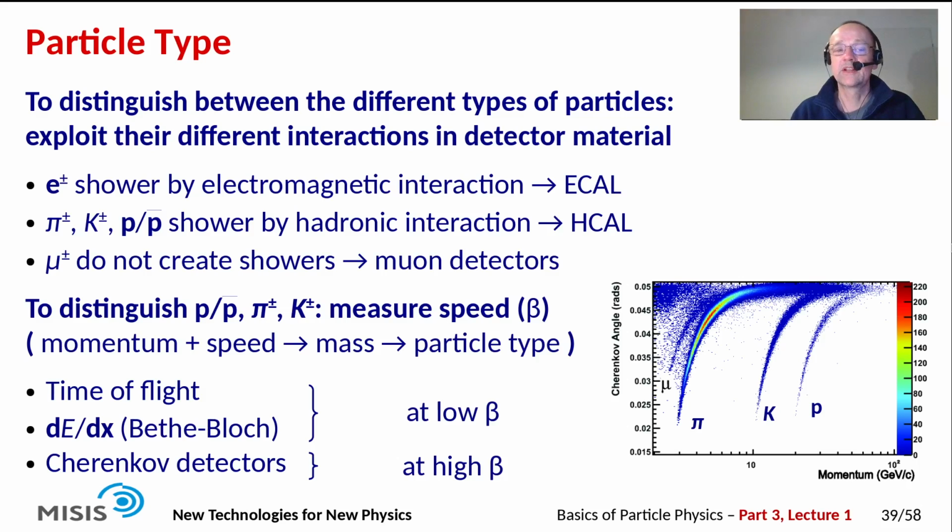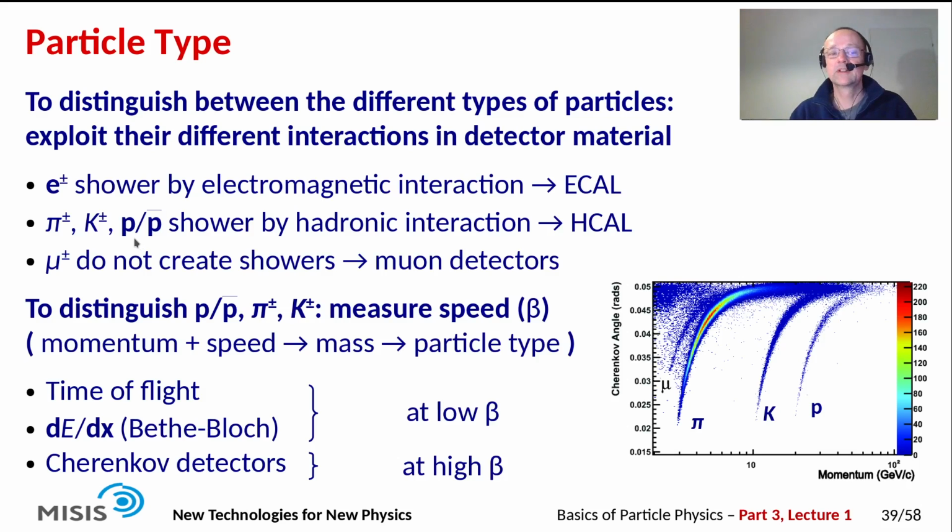So, why do we have Cherenkov detectors? This is to essentially help with identification of particles. To distinguish between the different types of particles, we exploit the different interactions with the detector materials. We have seen that electrons and positrons shower by electromagnetic interaction and create a shower in the eCal, whereas pions, kaons, protons and antiprotons shower by hadronic interaction and create a shower in the HCal, whereas muons do not create showers at all and are seen in muon detectors. So by looking at these different signatures, it's relatively simple to distinguish between electrons and muons and hadrons.